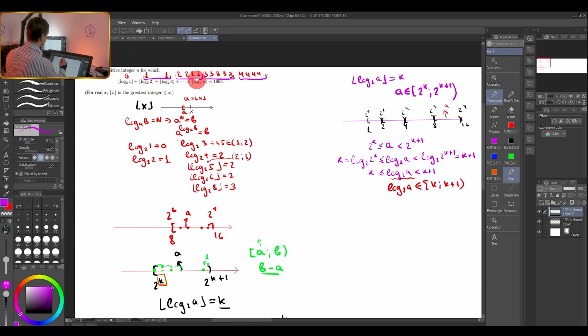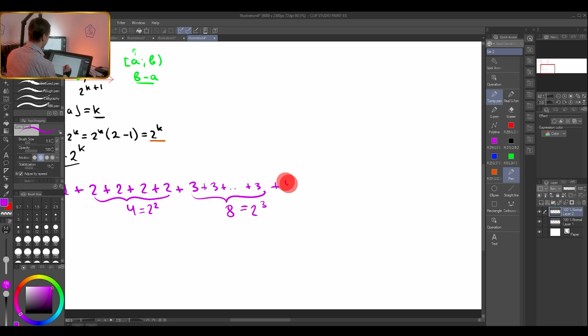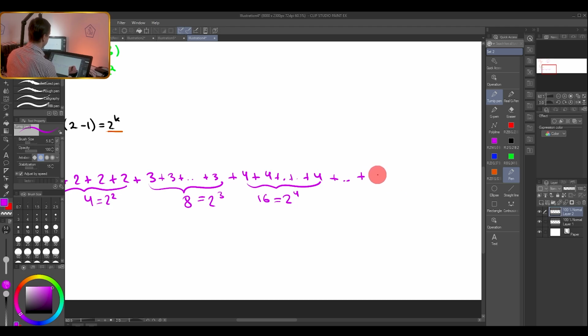If k is 3, we have it like on the next one. How many numbers do we have that will give us 3? Well, we already answered: 2 to the power of 3. So it will be 8 numbers that will provide us 3. And 8 is actually 2 to the power of 3. Then we will have 4 plus 4 plus and so on plus 4, and the amount of these numbers will be 2 to the power of 4, which is 16, plus and so on, and eventually we can write that on the next interval the general form of this one will be k times 2 to the power of k.